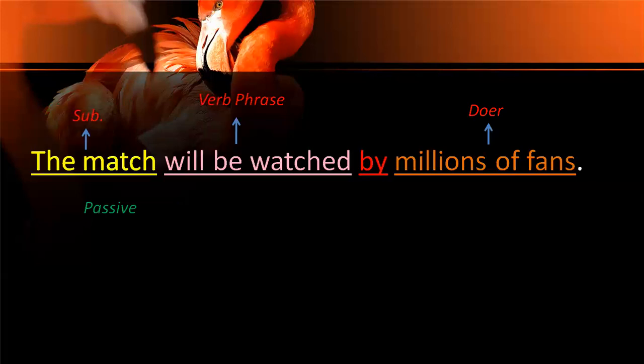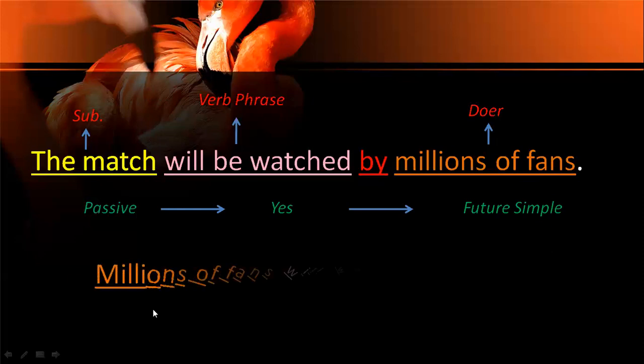Can I change it back into active? Of course I can, but we need to decide the tense. Here you have will be. Therefore, having the modal will tells us that it is a future simple tense. Now, how is the sentence changed into active? We go back for the doer, we look for the doer. This is the doer, millions of fans. Therefore, we should begin the sentence with millions of fans.